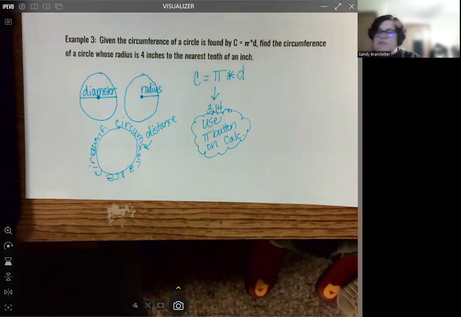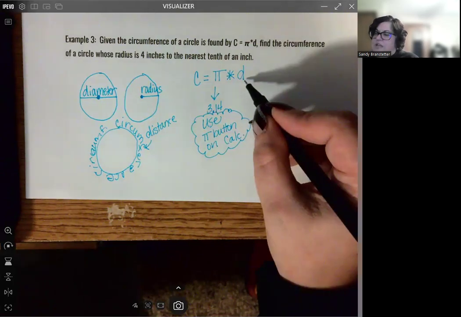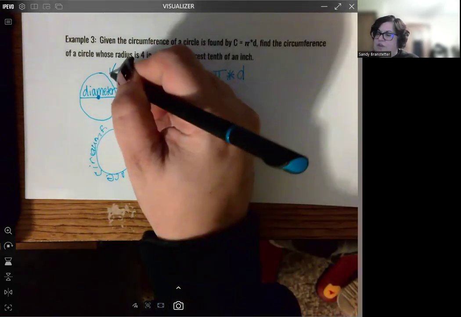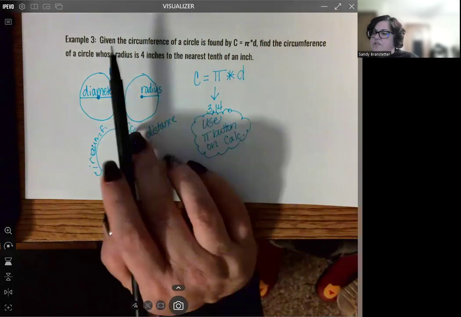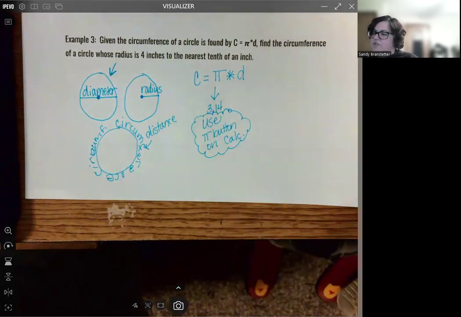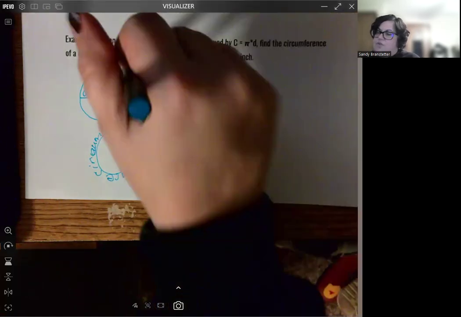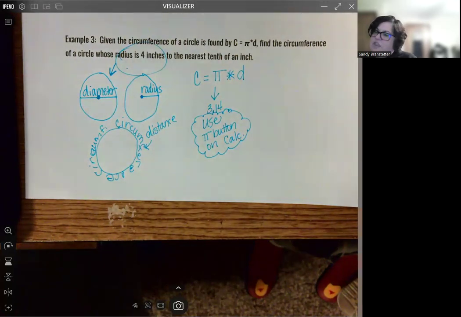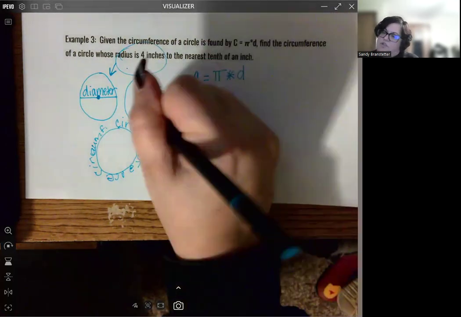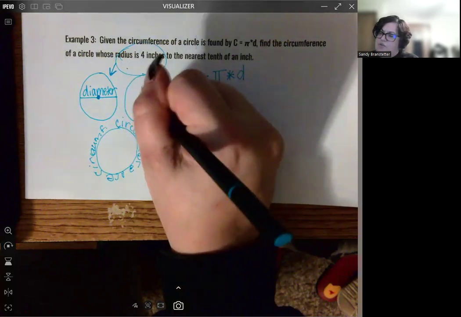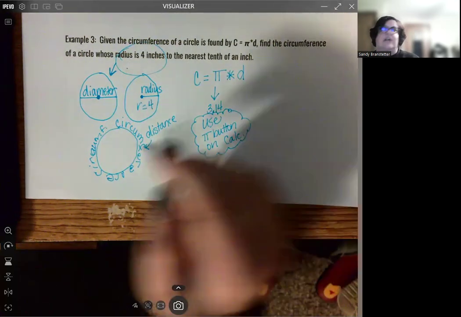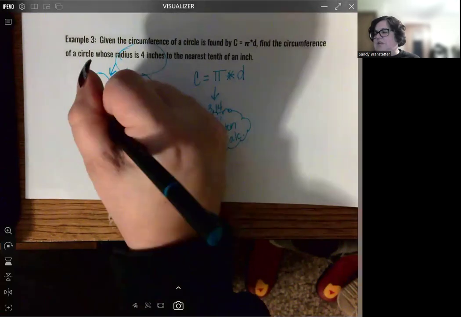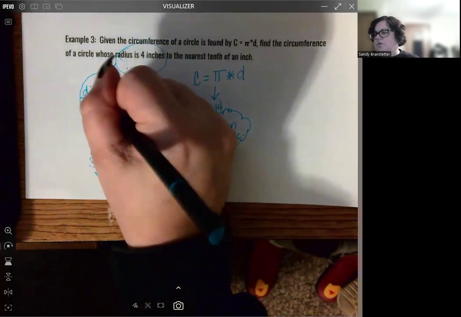All right, and then the diameter is what we need. So we need the whole length across. So this says, given the circumference of a circle is found by pi times diameter, find the circumference of a circle whose radius is 4 inches to the nearest tenth of an inch. So if the radius is equal to 4, the diameter is twice that, or 2 times 4, or 8.